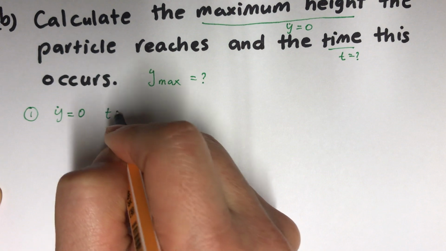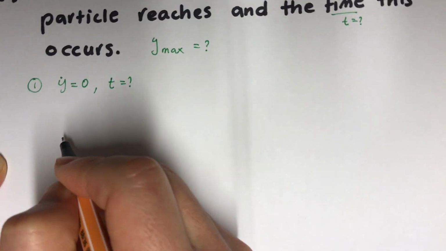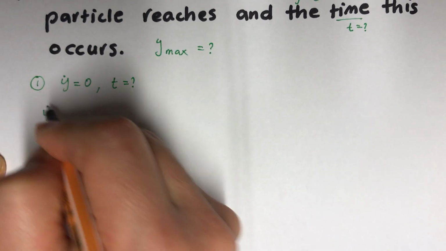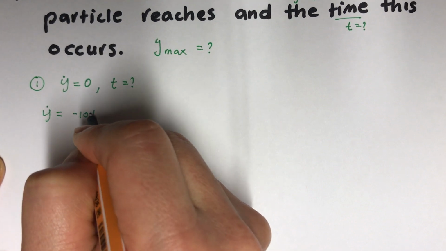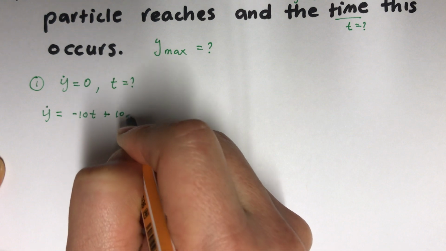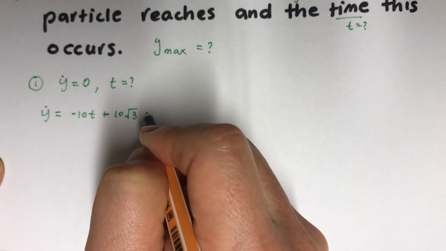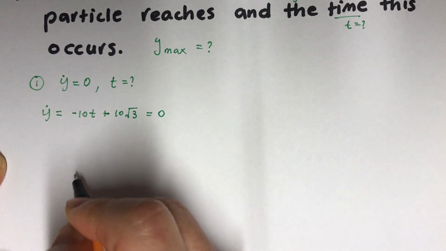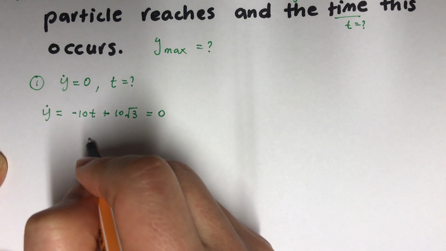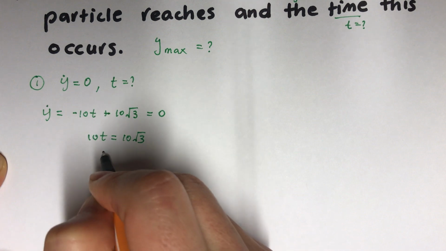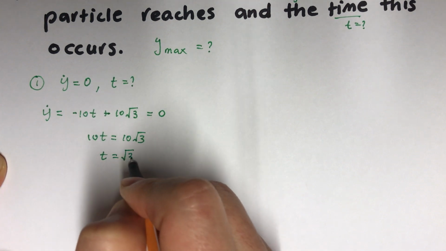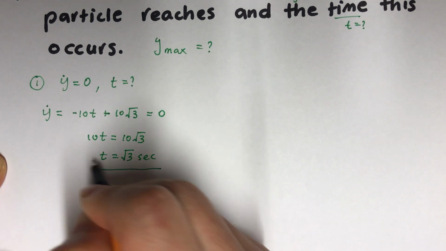From the previous question we know that y dot is minus 10t plus 10 root 3, equals 0, and then I'm going to make t the subject. So 10t equals 10 root 3, t equals root 3 seconds. So that's the time of flight.